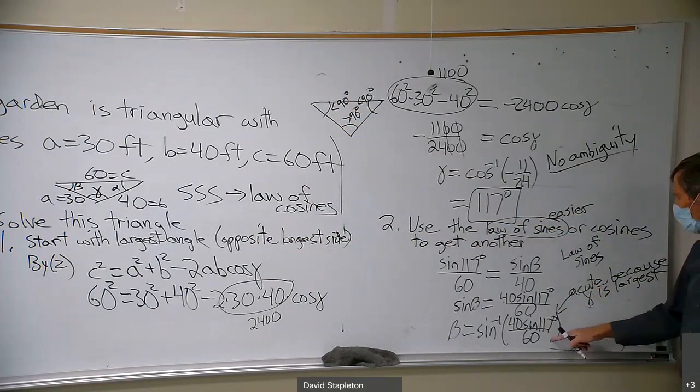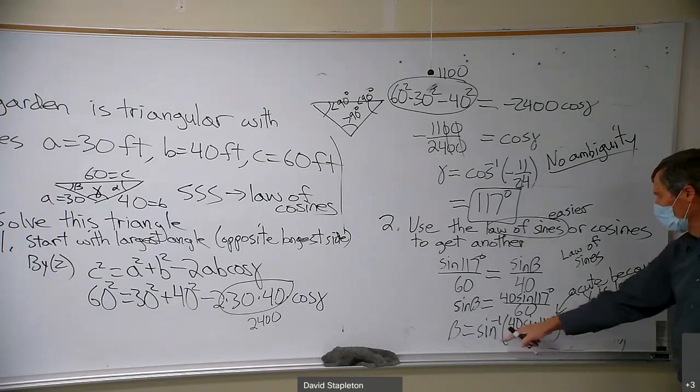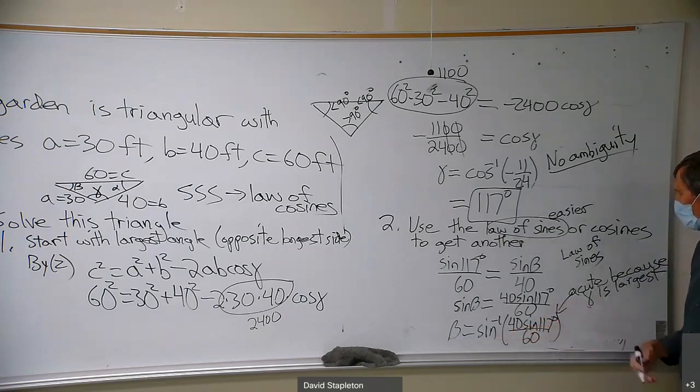So there isn't any ambiguity. If I take 180 minus that, I'll get an obtuse angle. That's wrong. It must be the arcsine. There's only one choice left.